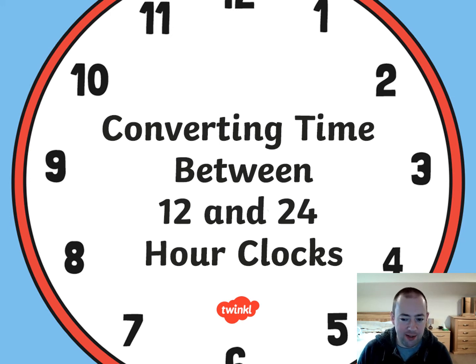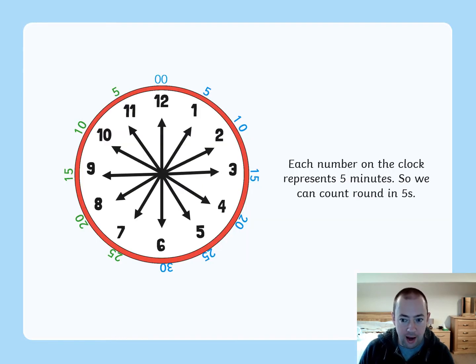Good morning everybody. So this is a video all about converting time between 12 and 24-hour clocks. Each number on the clock represents 5 minutes, so we can count round in 5.